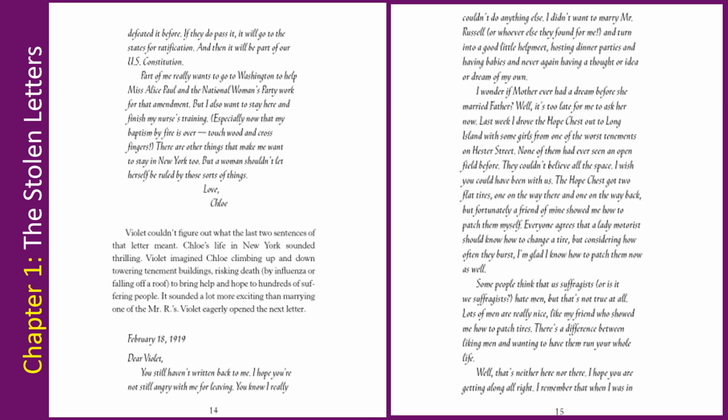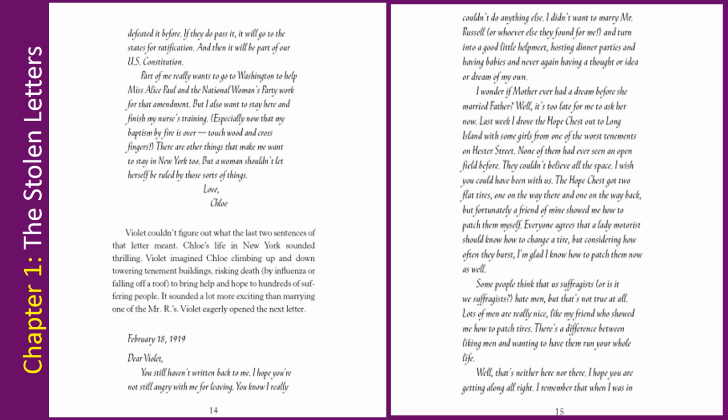Violet couldn't figure out what the last 2 sentences of that letter meant. Chloe's life in New York sounded thrilling. Violet imagined Chloe climbing up and down towering tenement buildings, risking death by influenza or falling off a roof, to bring help and hope to hundreds of suffering people. It sounded a lot more exciting than marrying one of the Mr. R's. Violet eagerly opened the next letter.